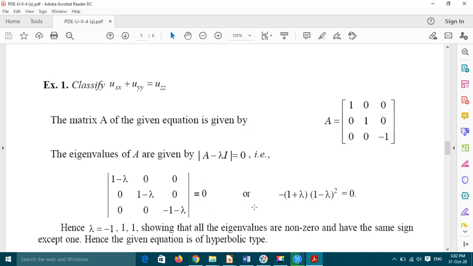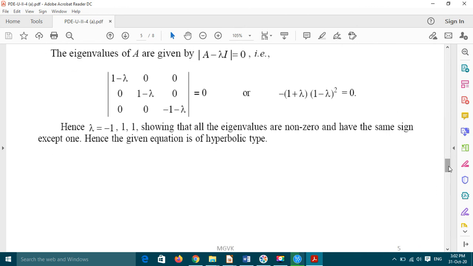Solving this determinant, we get minus (1 plus lambda) times (1 minus lambda) whole squared is equal to 0, because it is a diagonal matrix, so the determinant is the product of its diagonal elements. So we get 3 values of lambda. One is minus 1 and two are 1, means 2 of them are repeated, showing that all the eigenvalues are non-zero and have the same sign except one, because one root of this characteristic equation is minus 1 and 2 roots are positive. Hence the given differential equation is hyperbolic type.